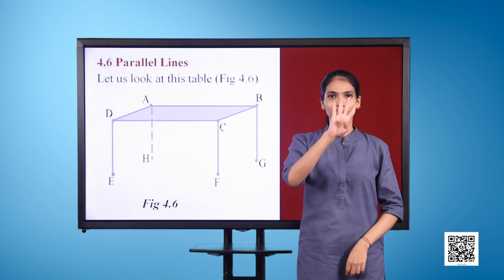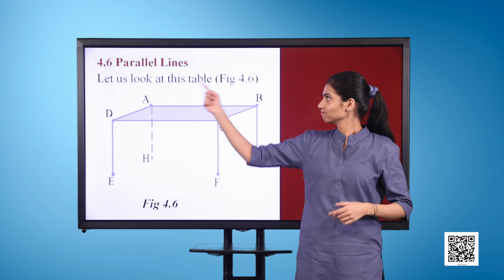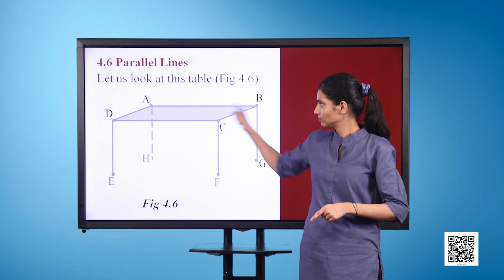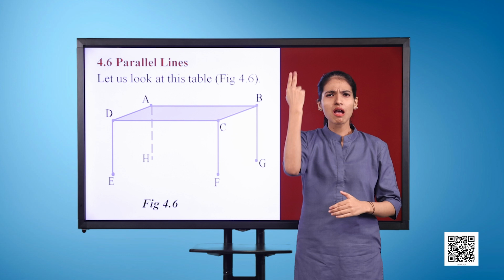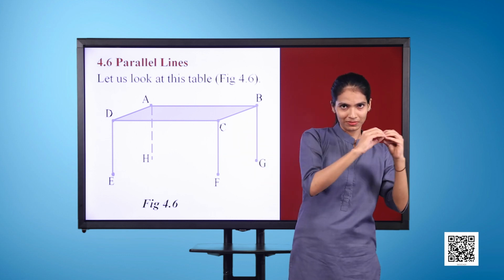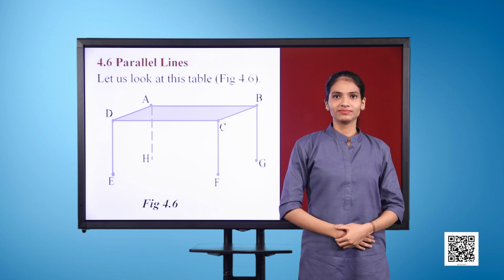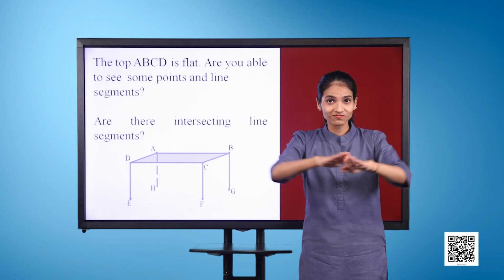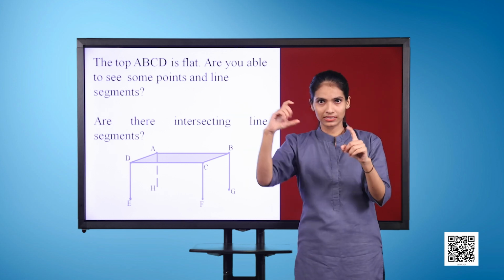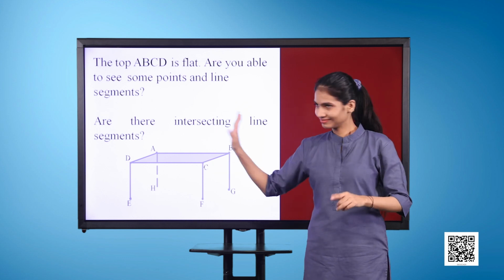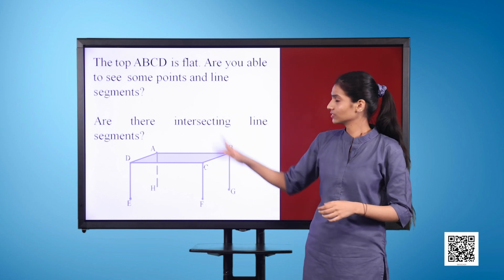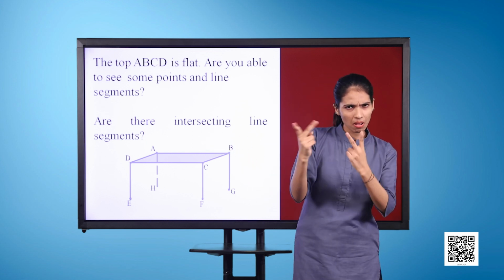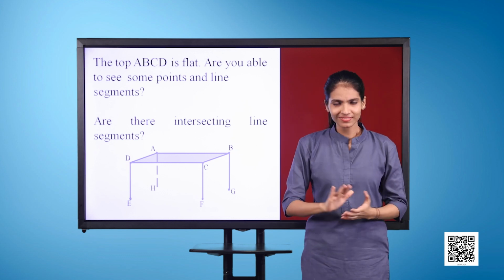4.6. Parallel lines. Let us look at this table, Figure 4.6. The top ABCD is flat. Are you able to make out some points and line segments? Are there intersecting line segments? We have a figure of this table with the top ABCD and the bottom 4 points are E, F, G, H.